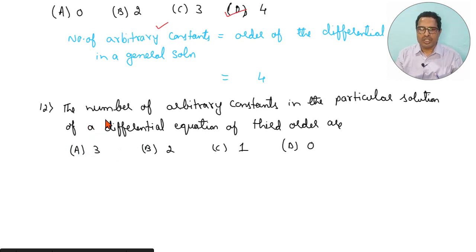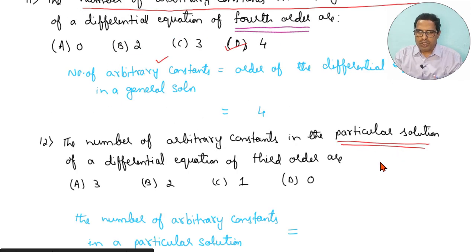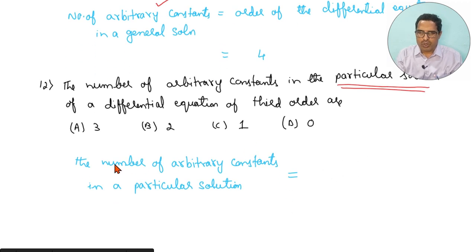The next question is the number of arbitrary constants in the particular solution of a differential equation of third order are. So the previous result was number of arbitrary constants in a general solution. Now we are talking about the number of arbitrary constants in a particular solution. But we know that a particular solution does not have any arbitrary constants. So in a particular solution the number of arbitrary constants are 0. Therefore option number D is the right option.